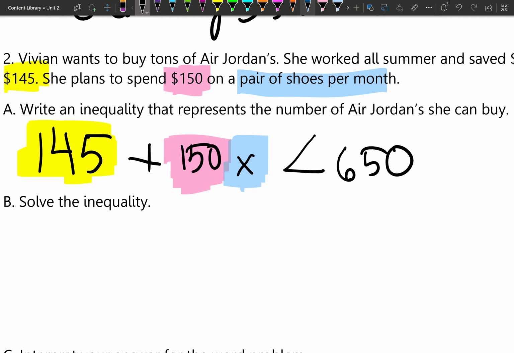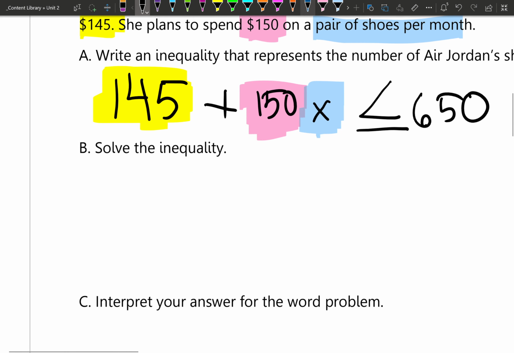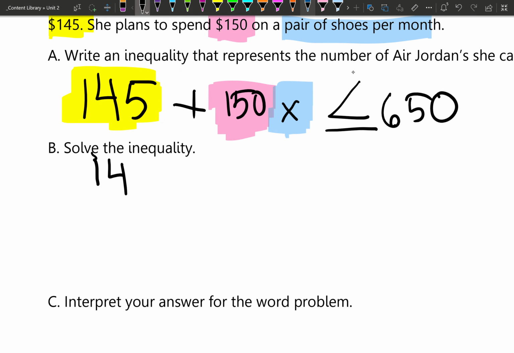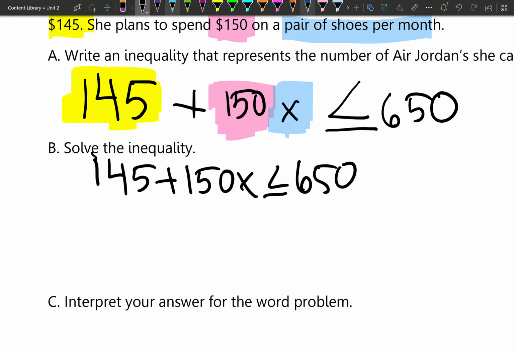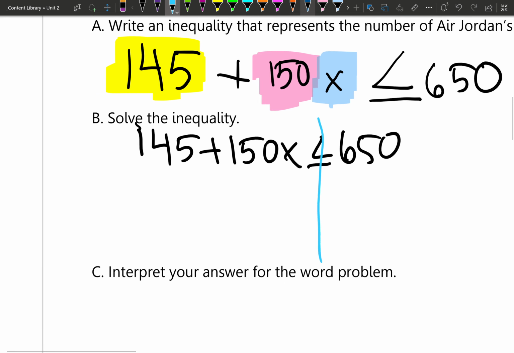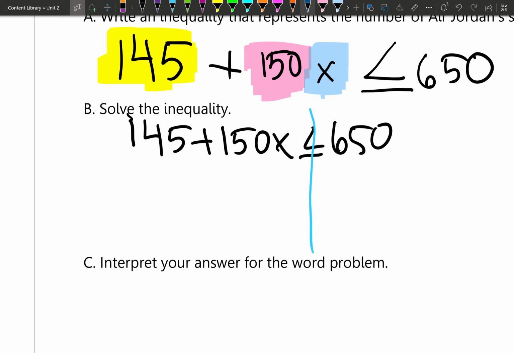Can she spend all of her money? Why not? It's her money. She earned it. So let's add an or equal to symbol. Next, let's solve the inequality so we can figure out how many Air Jordans she can afford to buy with the money she has. The first thing that we're going to do here is subtract 145 from both sides.